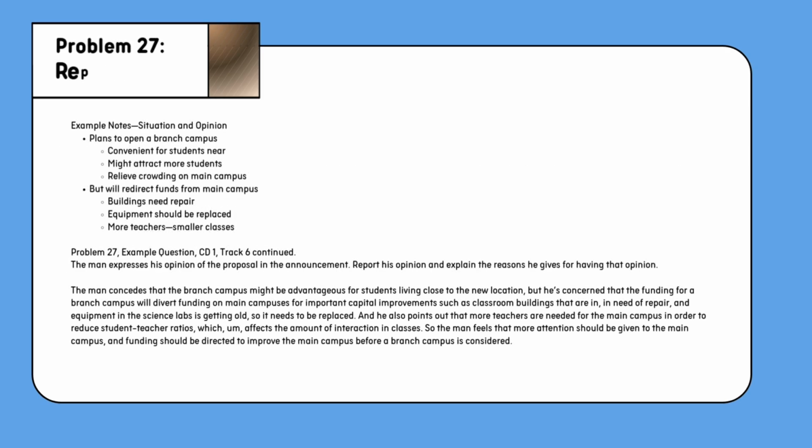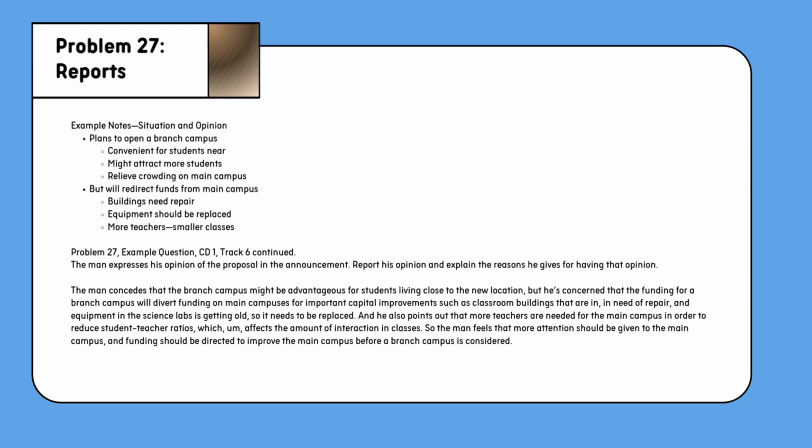Example notes. Situation on opinion. 1. Plans to open a branch campus. It's convenient for students near the campus, might attract more students, and relieve crowding on the main campus. Second, but will redirect funds from the main campus. Buildings in the main campus need repairs. Equipment should be replaced, and more teachers needed, and smaller classes.